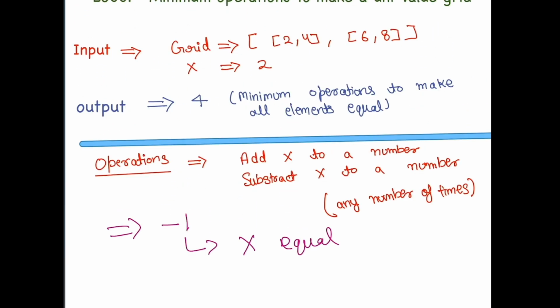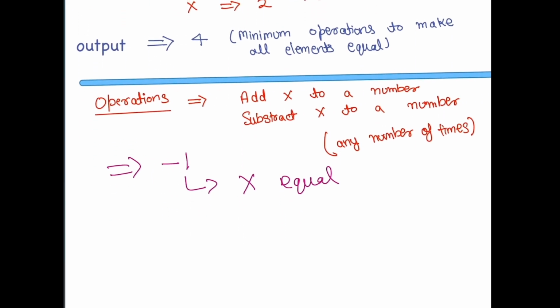Let us see. Now let's assume that instead of 2, this number is equal to 3 and x is the same, x is equal to 2. Now you can try to make any number of operations and you will not be able to make them equal, and in this case the output is going to be minus 1. So let us try to understand this situation.